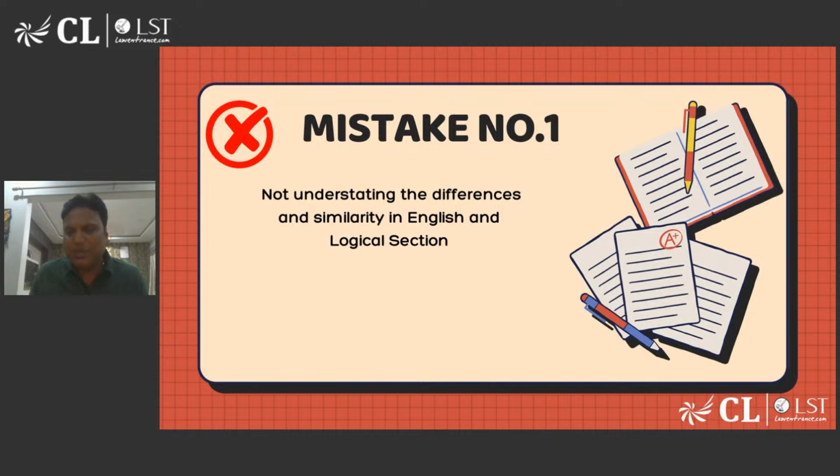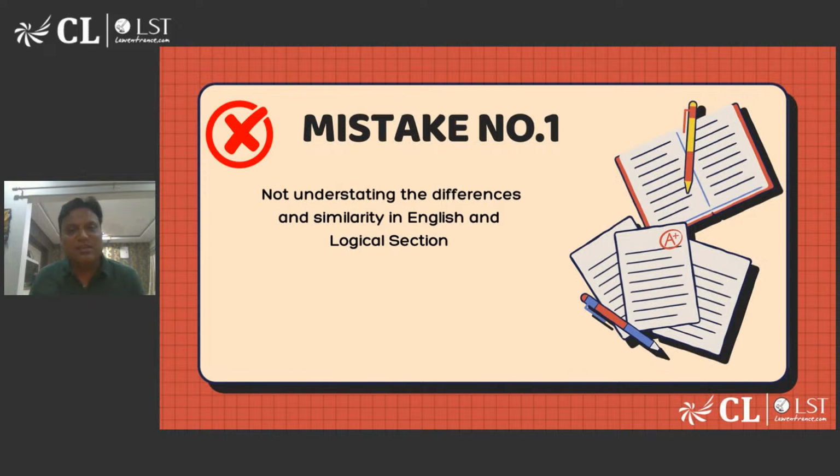Now what do I mean? For all practical purposes, as far as the basic skills are concerned, there is nothing different in the English section and the logical section. Both sections give you the same, similar kind of passages. Both give you 5, 6, or 4 questions depending on the year's pattern, and you are supposed to understand the passage, read the question, and eliminate the options.